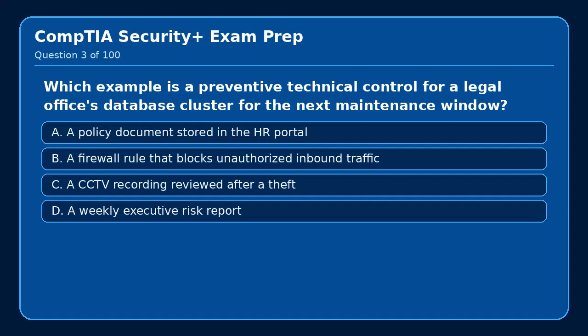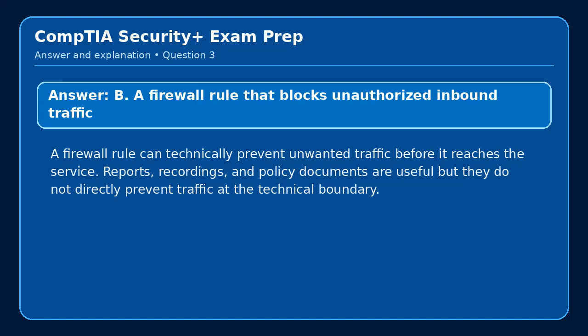The answer is B. A firewall rule that blocks unauthorized inbound traffic. A firewall rule can technically prevent unwanted traffic before it reaches the service. Reports, recordings, and policy documents are useful, but they do not directly prevent traffic at the technical boundary.